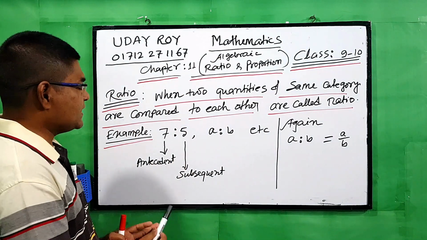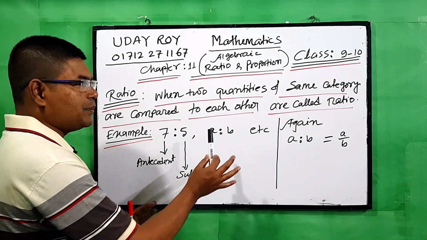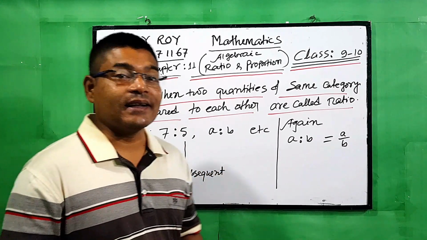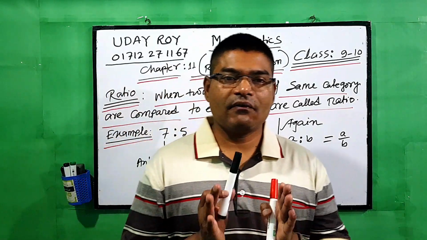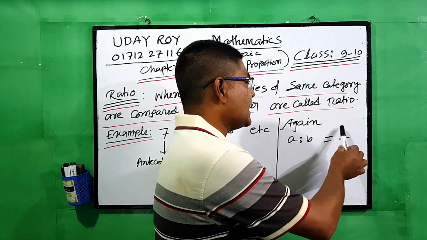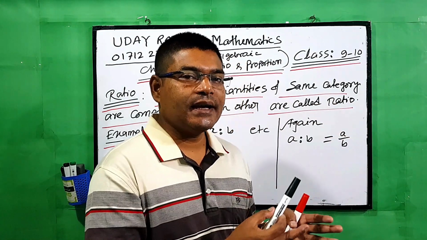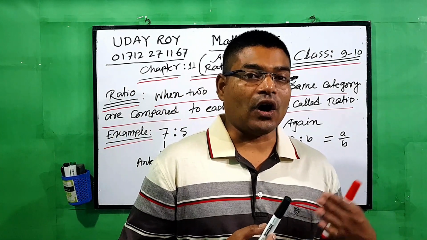7:5. That means antecedent and subsequent. A:B, this type of thing is called a ratio. Ratio is one kind of fraction. So you can see A:B, we can write A by B. Now we will learn invertendo and alternando.